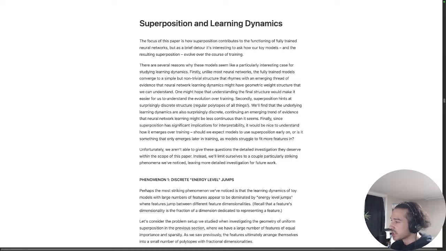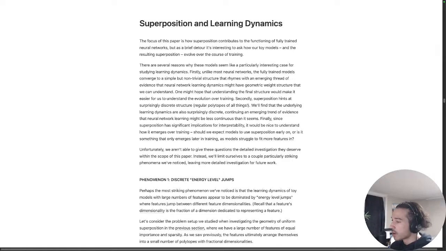Secondly, superposition hints at surprisingly discrete structure, regular polytopes of all things. We'll find that the underlying learning dynamics are also surprisingly discrete, continuing an emerging trend of evidence that neural network learning might be less continuous than it seems. Finally, since superposition has significant implications for interpretability, it would be nice to understand how it emerges over training. Should we expect models to use superposition early on, or is it something that only emerges later in training, as models struggle to fit more features in?